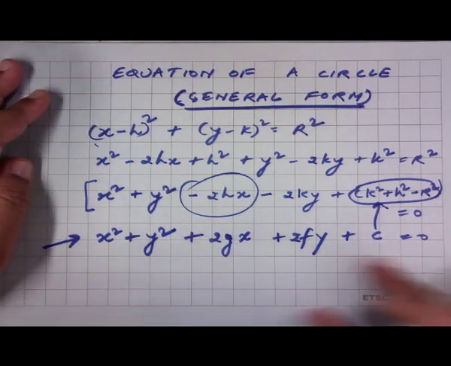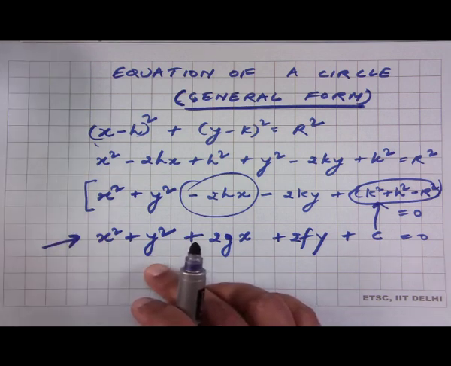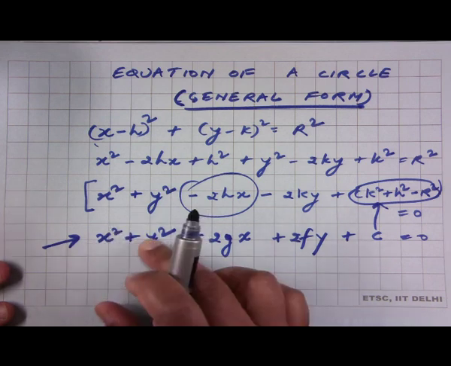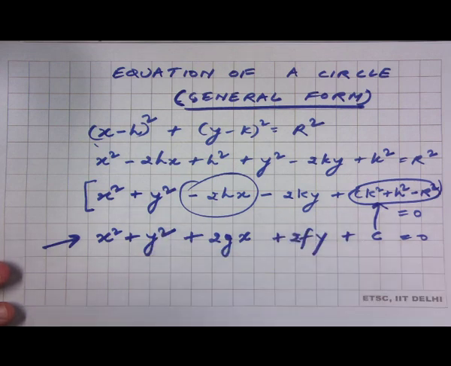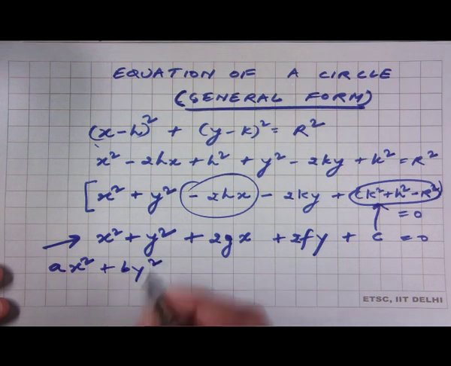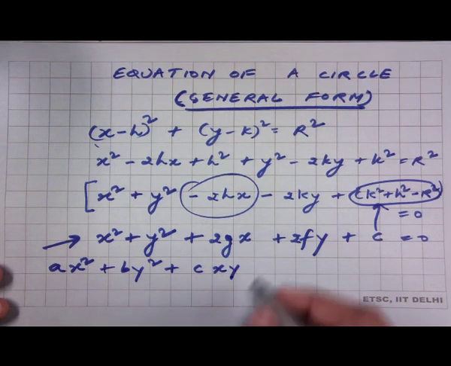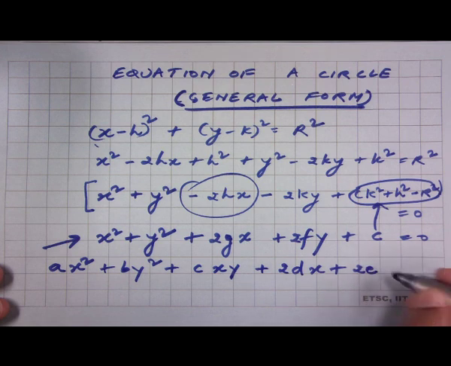This is basically a second degree equation in x and y, but with some special properties: the coefficients of x square and y square are the same, and secondly, there is no term which contains a constant times xy. Because a general second degree equation is of this form: ax square plus by square plus cxy plus 2dx plus 2ey plus f equals 0.